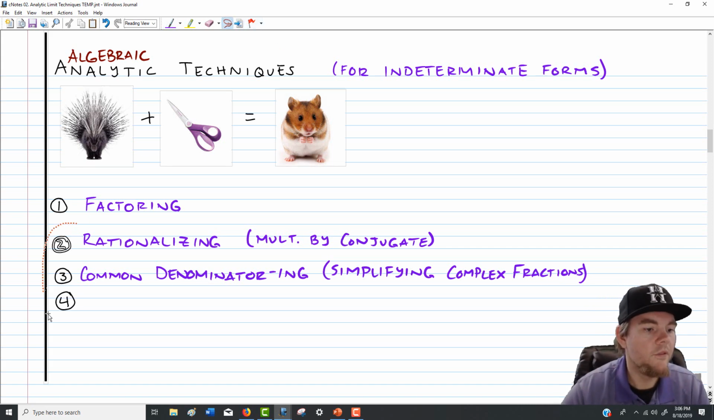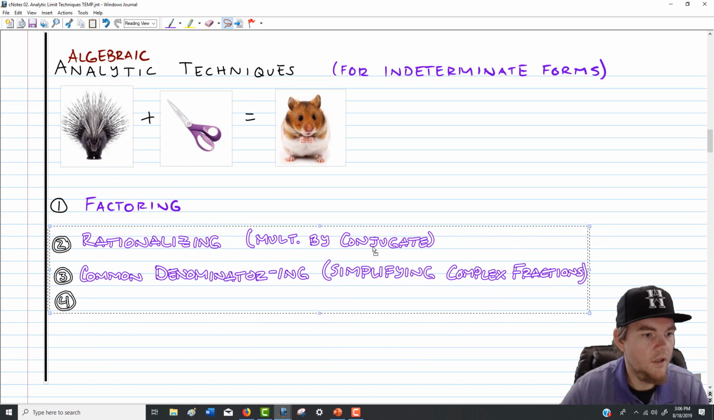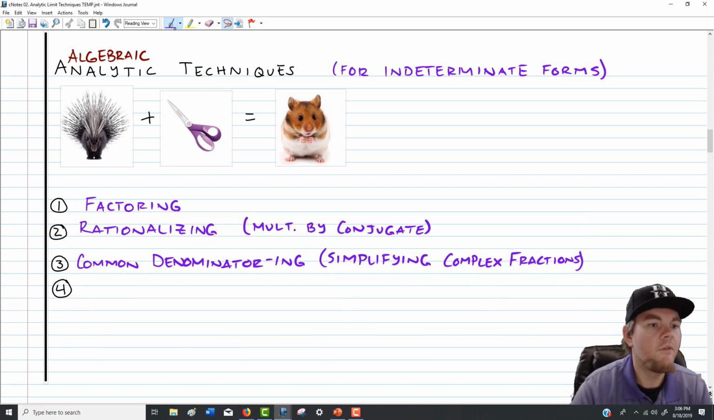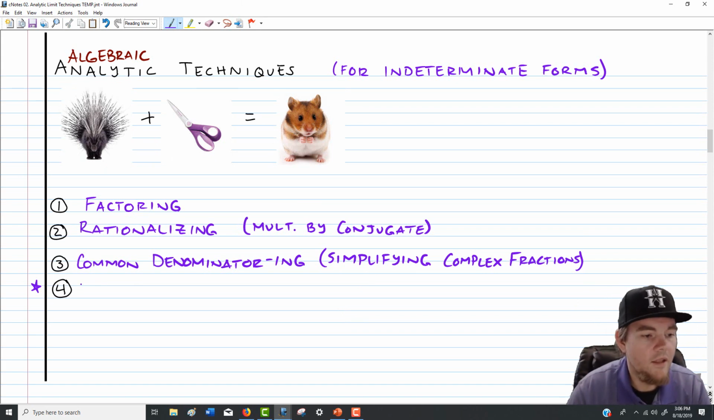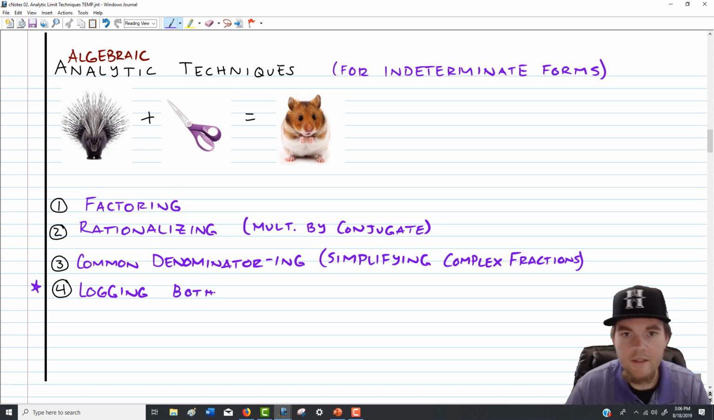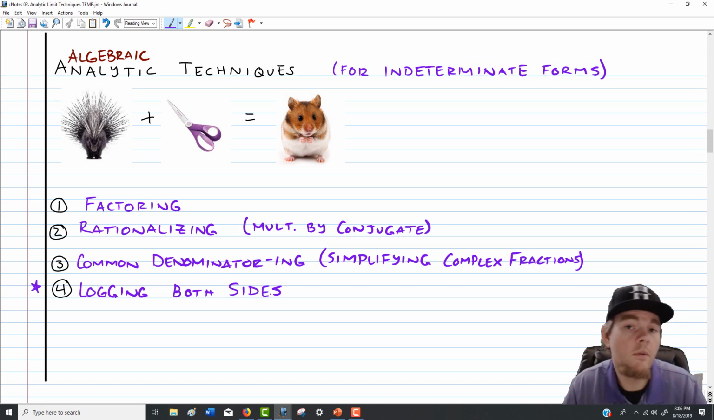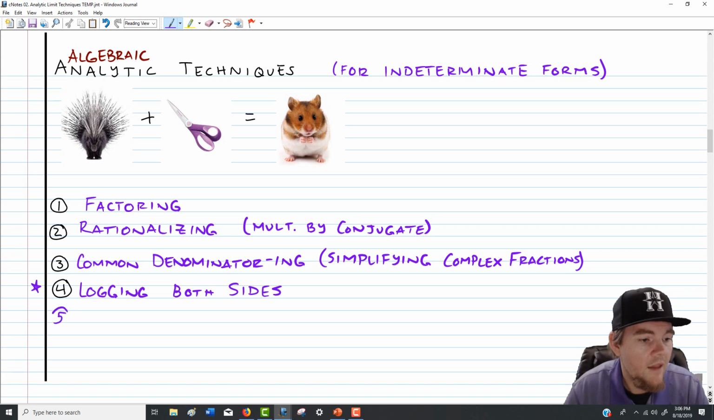Finally, the fourth technique, and actually the fifth technique are in here. I should just be honest and put them both in. The fourth technique is one we're going to hit when we come back from winter break. The fourth technique is logging both sides. Not like you go to the river and cut down trees on both embankments. We mean basically taking the natural log of both sides. There are going to be lots of situations where this works. And in fact, if you've ever been curious where the number e comes from, this would come from logging both sides as a technique.